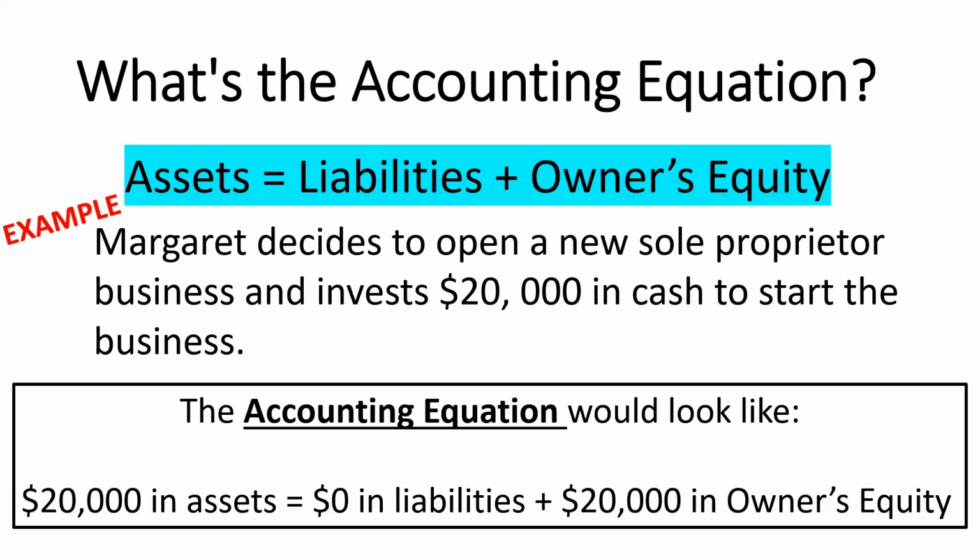What's the accounting equation? Well, in accounting, it's assets equal liabilities plus owner's equity. Let's go over an example. Margaret decides to open a new sole proprietor business and invest $20,000 in cash to start the business. The accounting equation would look something like $20,000 in assets equals 0 in liabilities plus $20,000 in owner's equity.